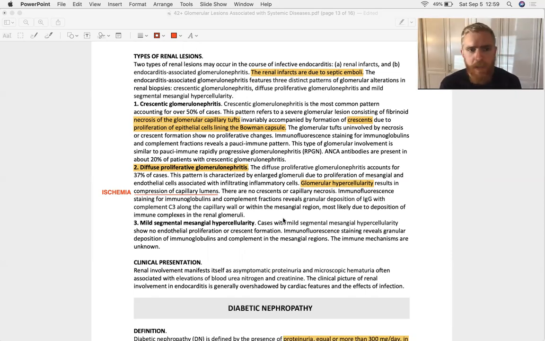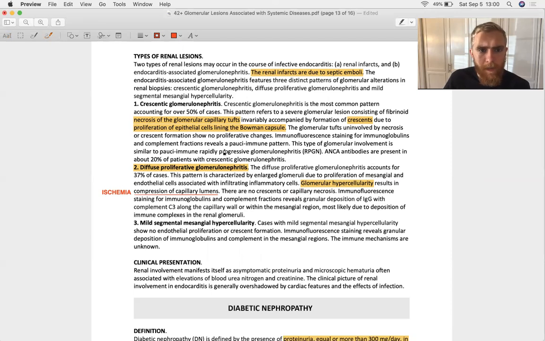ANCA antibodies are present in about 20% of patients with crescentic glomerulonephritis. And if you see ANCA antibodies, you know it's probably a pauci-immune, rapidly progressive crescentic glomerulonephritis. And that pauci-immune means that you drop an IgG or an IgA stain on there and you don't see anything. It's dark. It's totally dark. So if you don't see anything on immunofluorescence, there's no IgG there. So what's that mean? It's not a type 3 hypersensitivity. That's what I would think.